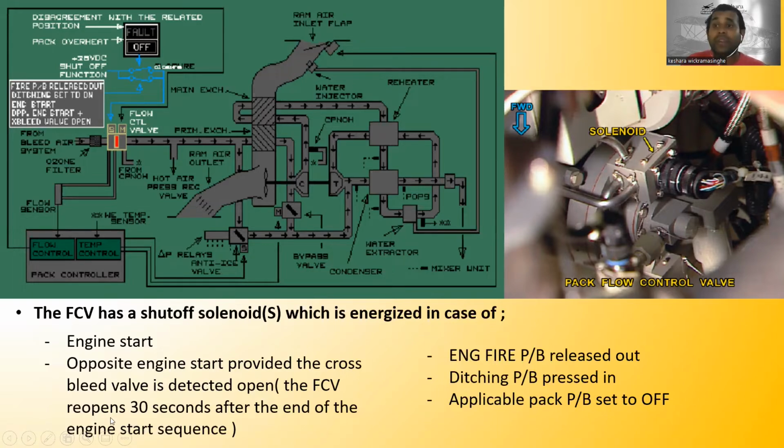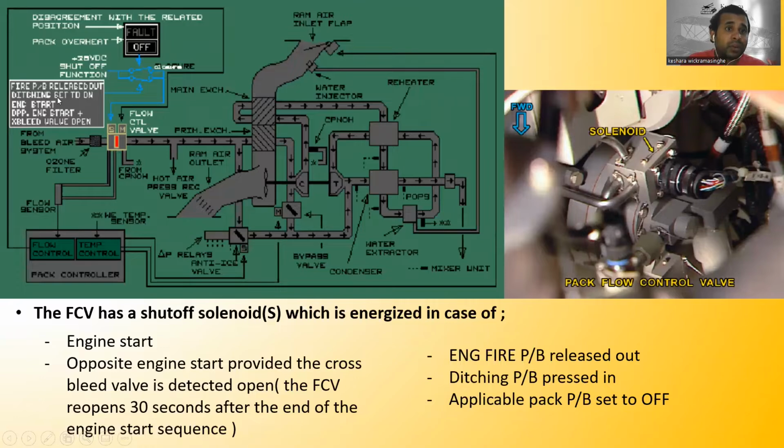So the flow control valve reopens 30 seconds after the end of the engine start sequence, and or engine fire push button release out, or ditching push button pressed in, or applicable pack push button set to off. You can see the solenoid. This will be energized.